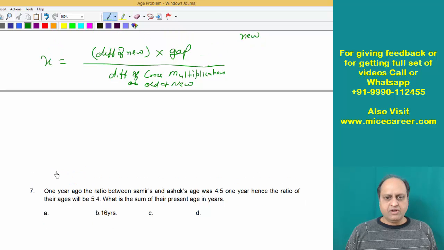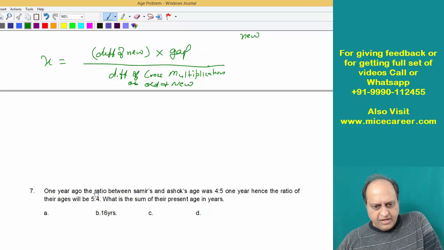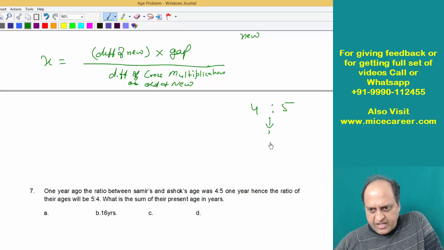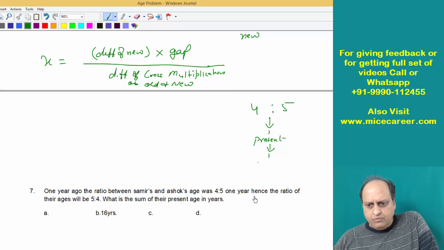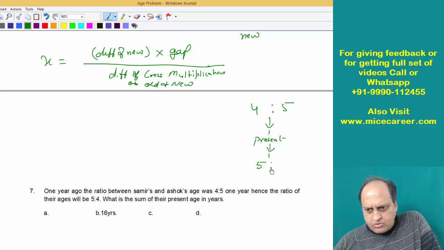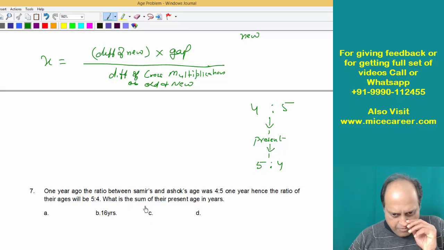Let us do one more problem. 1 year ago, the ratio between Samir and Ashok's age was 4:5. 4:5, old. 1 year hence. Now there is a gap of 1 year. Then it is present. And again there is a gap of 1 year. And then it is new. And 1 year hence the ratio of their ages will be 5:4. What is the sum of their present age?